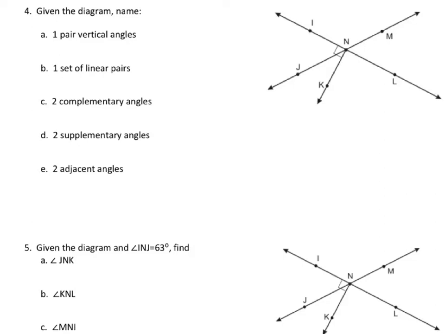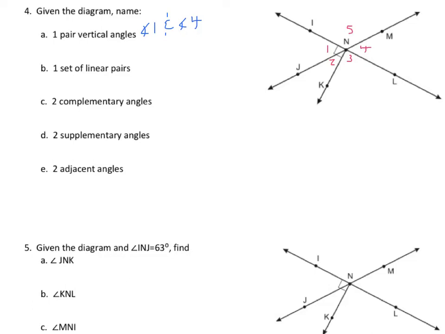So let's use this diagram to answer letters A through E. To make it a little bit easier, I'm going to label these with numbers. So this is angle 1, angle 2, angle 3, angle 4, and angle 5. A pair of vertical angles are angles that are opposite each other. They're created when two lines cross, so we can easily say angle 1 and angle 4. Those are vertical angles.